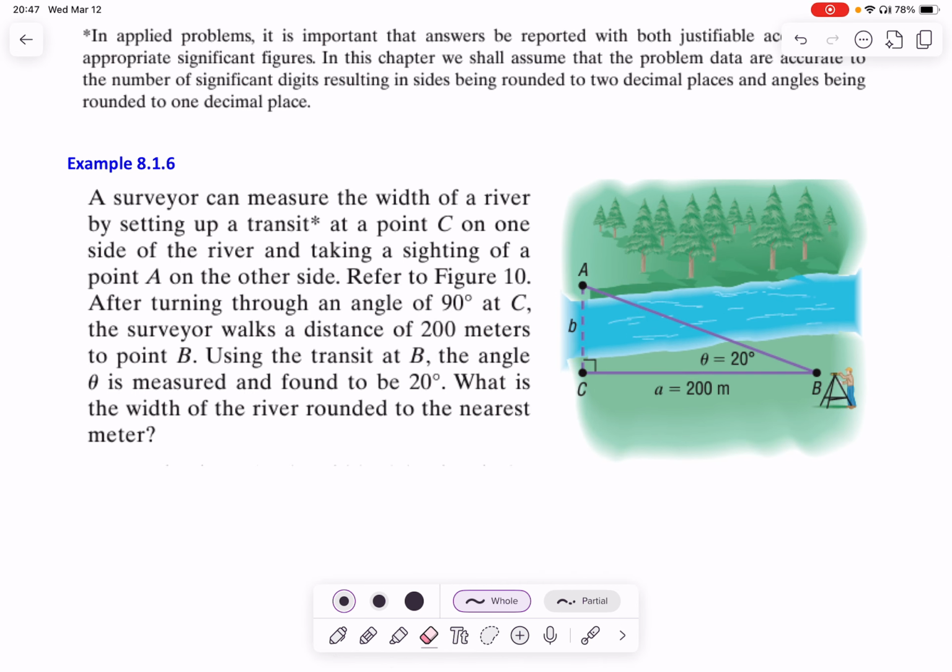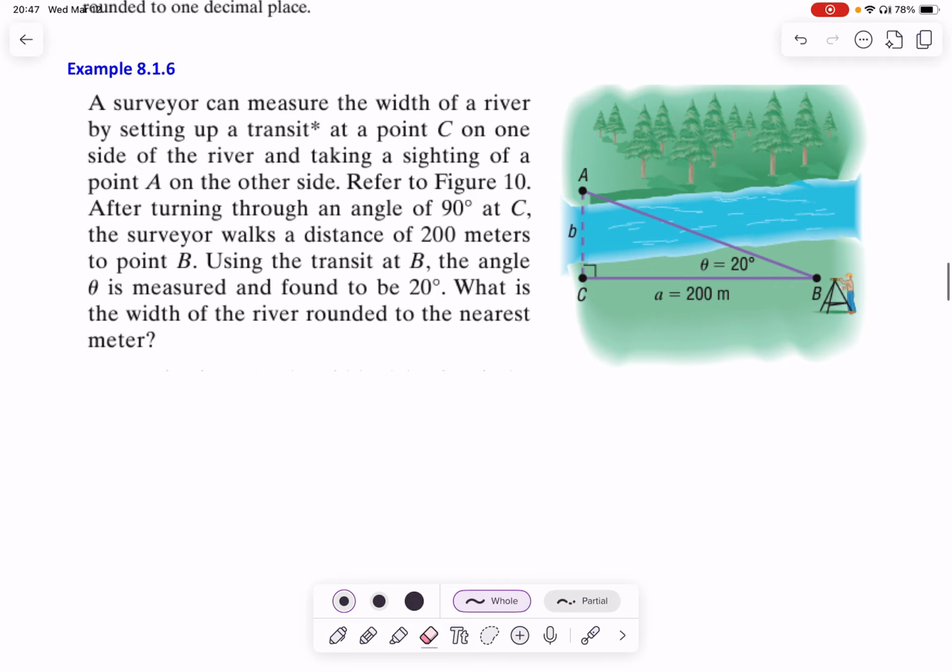Okay, so let's look at this example. A surveyor can measure the width of a river by setting up a transit at point C on one side of the river and taking a siding of point A on the other side. After turning through an angle of 90 degrees, the surveyor walks a distance of 200 meters to point B. Using the transit at B, the angle theta is measured to be 20 degrees. We want to find the width of the river rounded to the nearest meter.